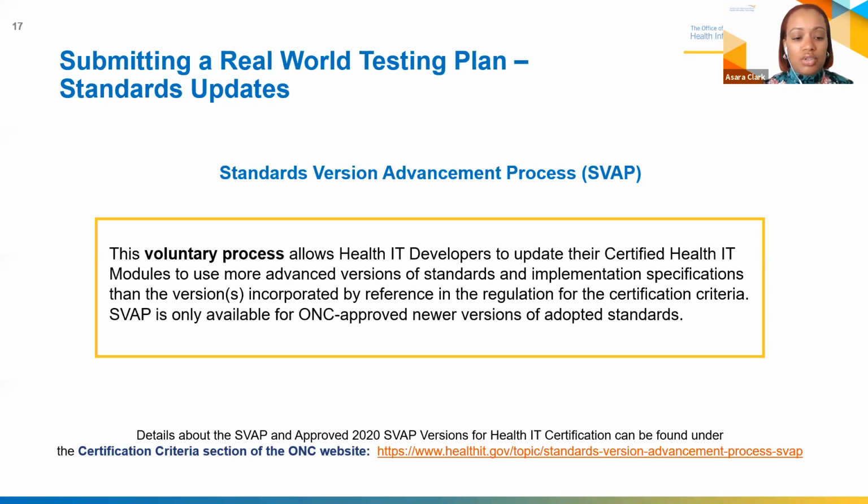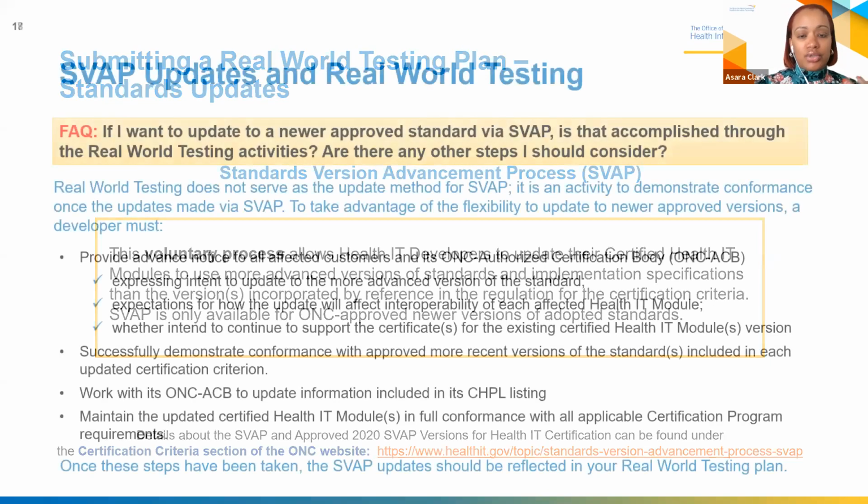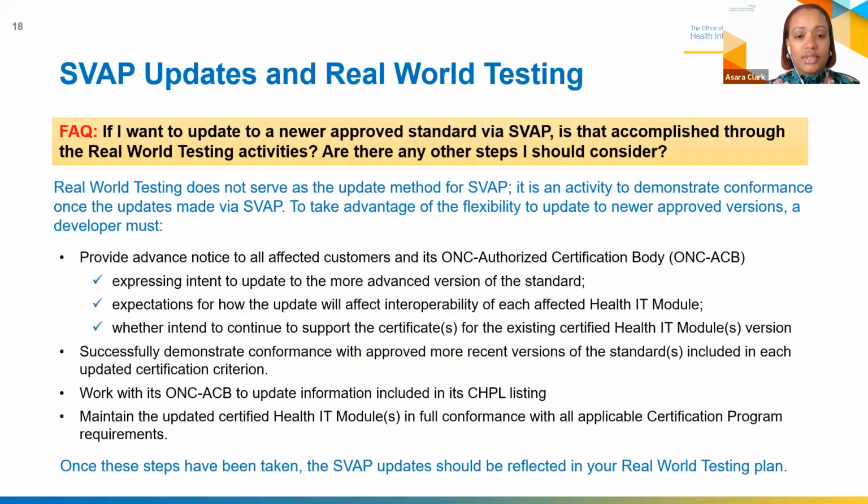So you want to just make sure you have the website here. You want to make sure you follow the ONC approved newer versions of standards that we've adopted and incorporated by reference into the regulations to make sure that you're up to speed and up to date on which newer versions are allowed within the program. And these updates are also going to be accounted for in real world testing. Okay, so you can choose to update to these newer versions.